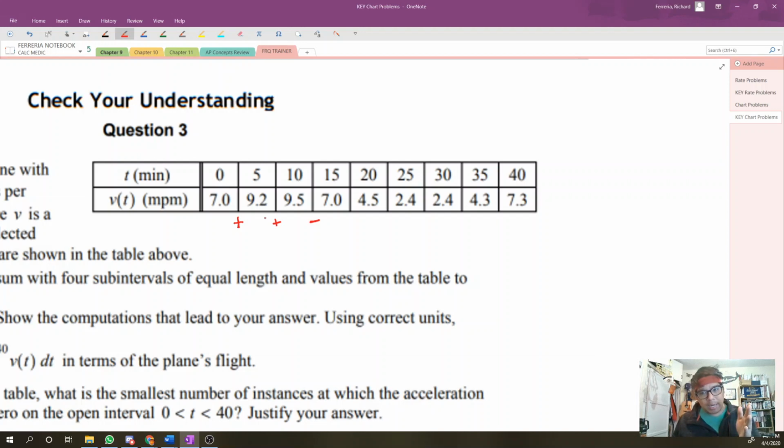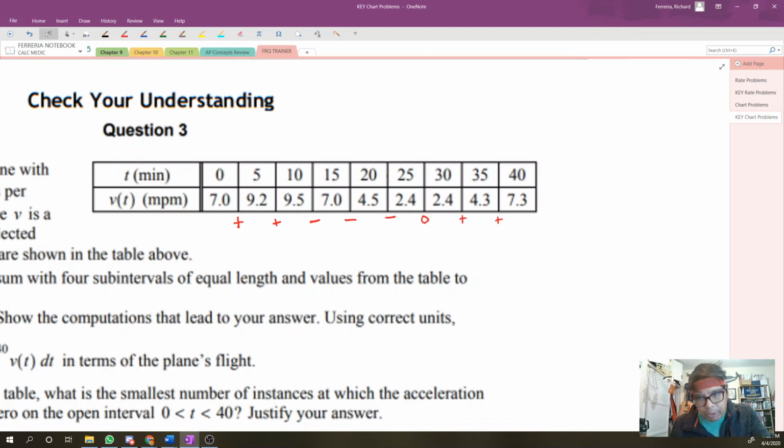Another way to say it is that since the tangent line's positive, then the tangent line's negative, somewhere in this interval, there should be a place where the tangent line is going to be 0. Let's go ahead and make these positive and negative marks throughout this entire thing.